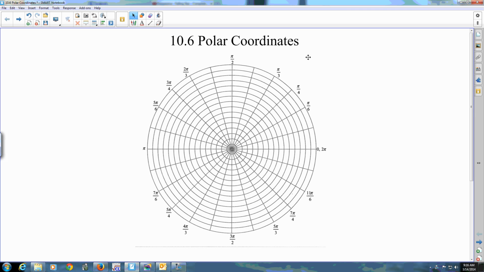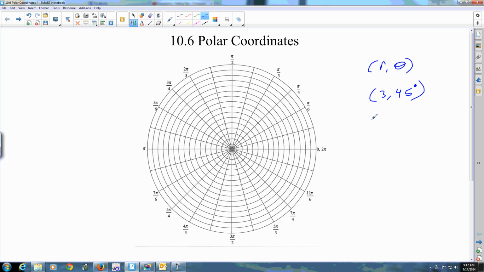Hello everyone, this is for section 10.6 for pre-calc. It's dealing with polar coordinates, and the difference with polar coordinates is how the coordinate is given. It's given as r, theta. So for example, you could have 3, 45 degrees.